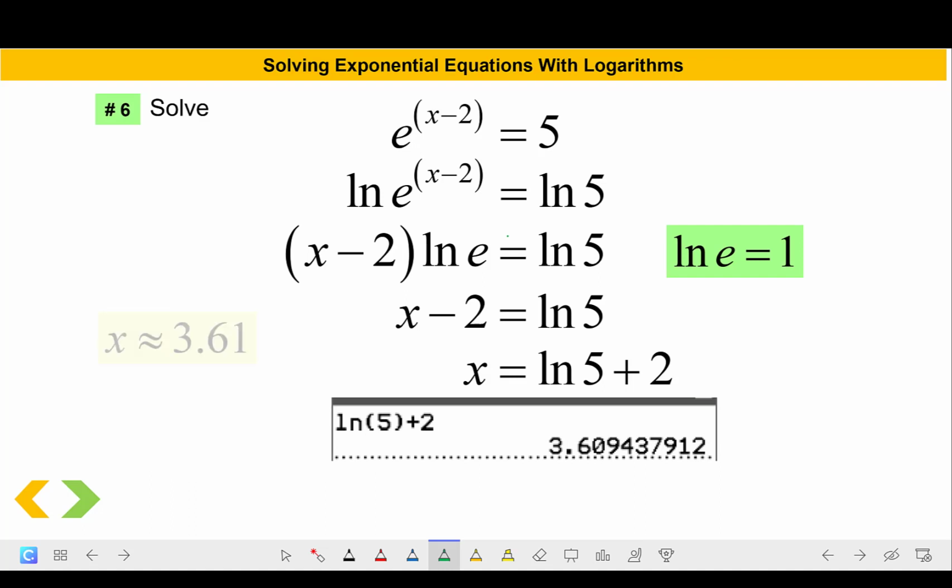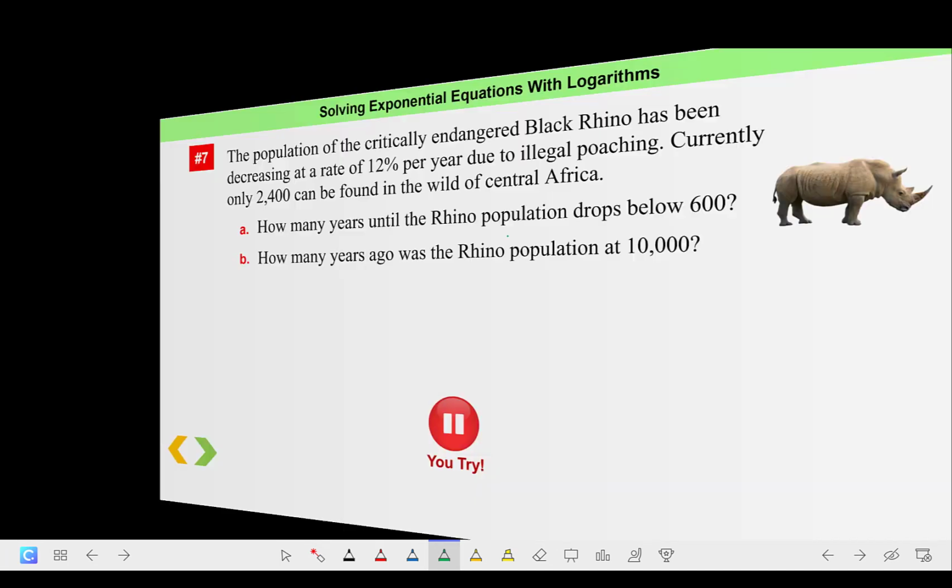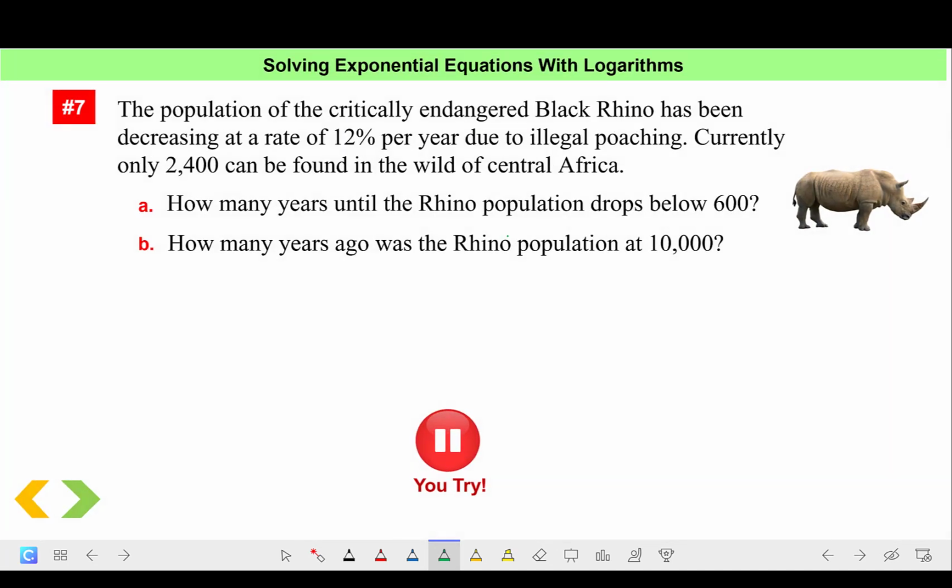Okay, let's go for the big one. Okay, please pause, read this problem. This is something that we've done before, but now try to solve this with logarithms. So please pause and give this a shot.